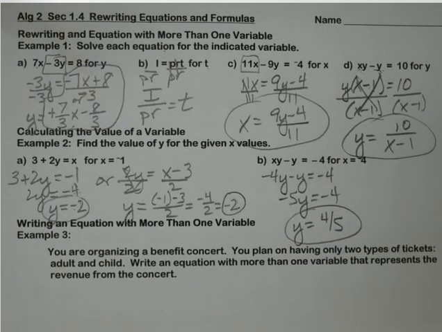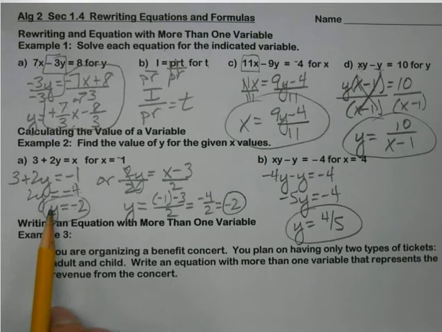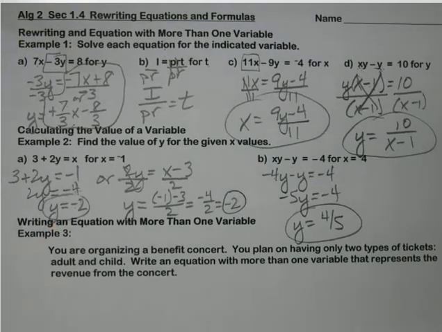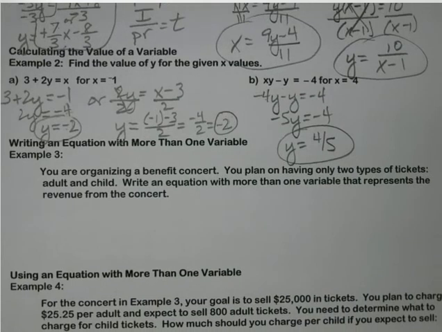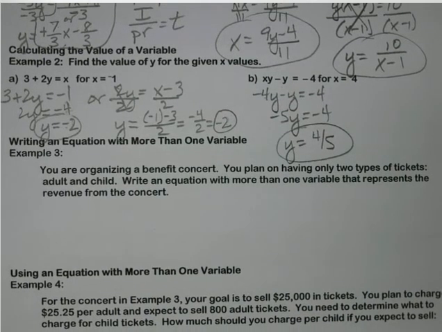Okay? So again, just be careful, unlike what I was doing when I came back over here. Sometimes the simplest things can be the hardest if you try to go too fast. Okay, writing an equation with more than one variable.